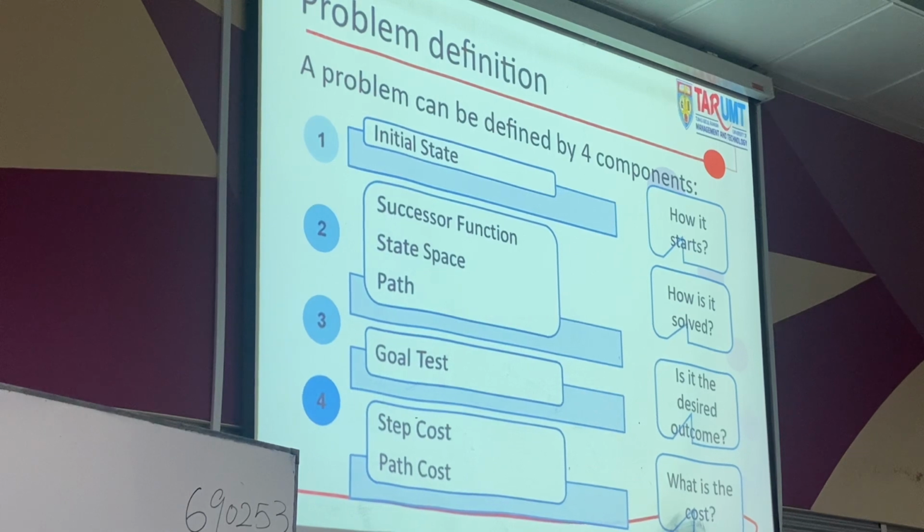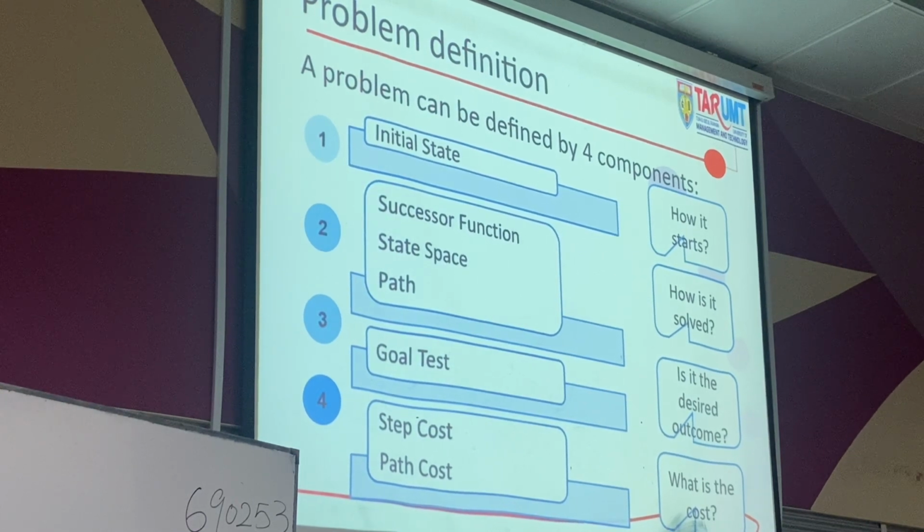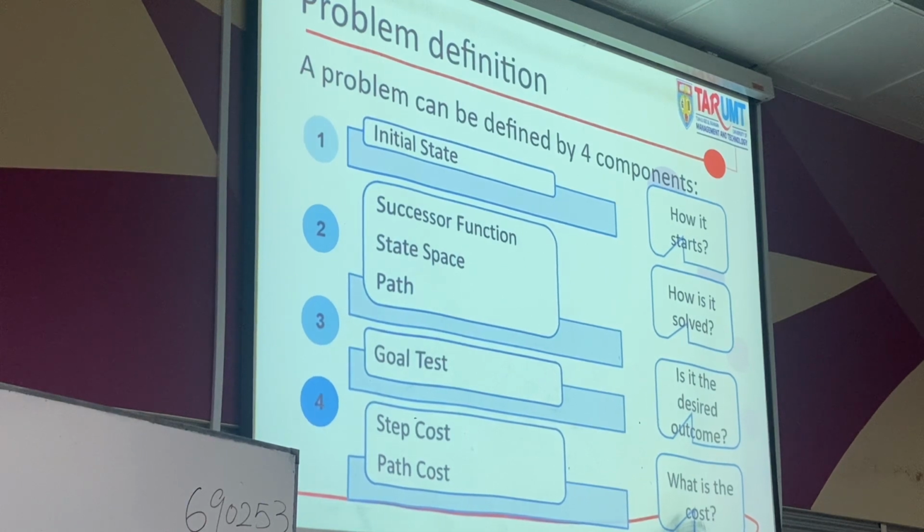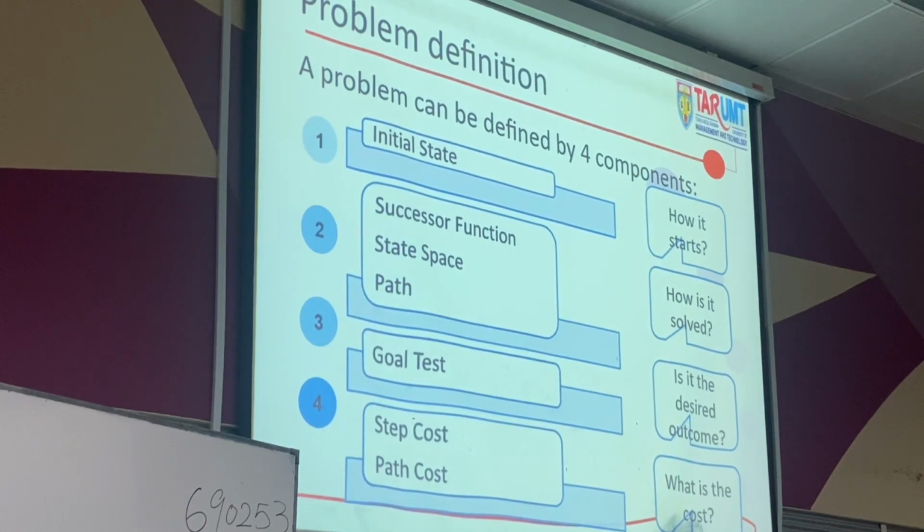The first one is the initial state. Where is your starting point? If you like to start from UMT to reach KLCC, what is your initial state? UMT.